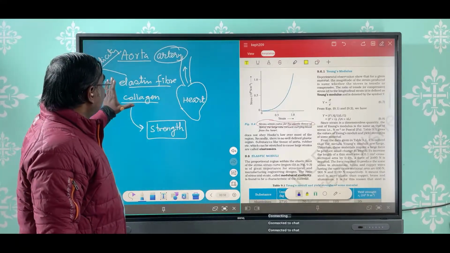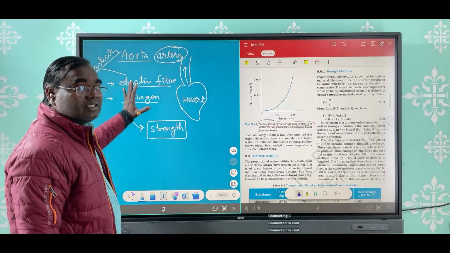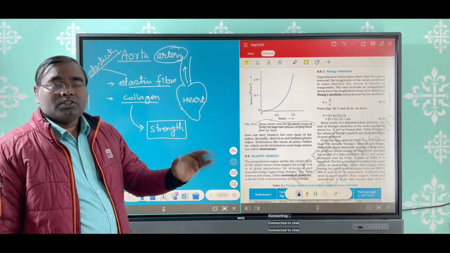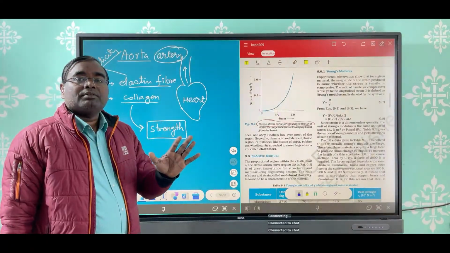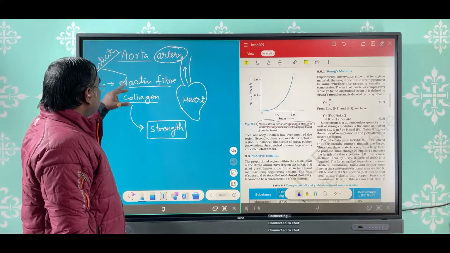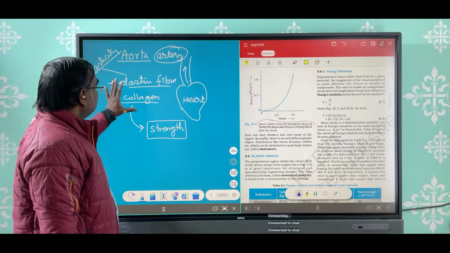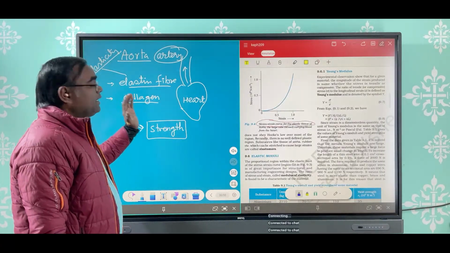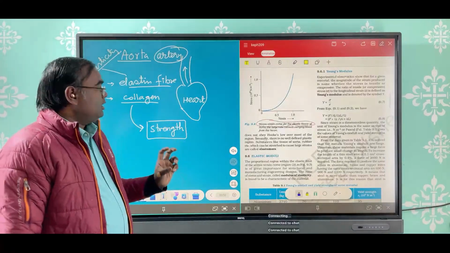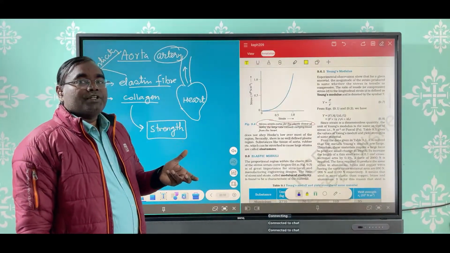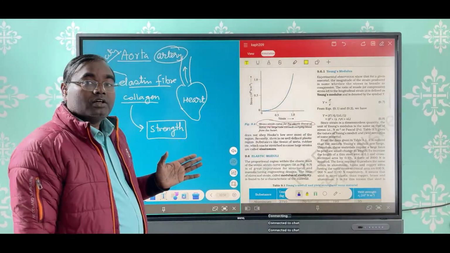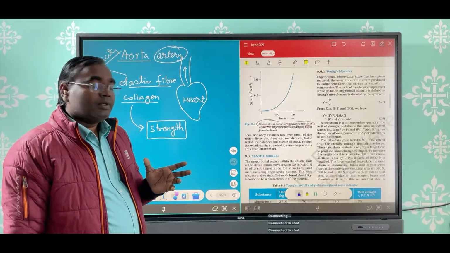And these two things, at least, there are other things also. Layer of some typical tissues, better biology. But these two combining play a great role in providing the extraordinary property to the aorta. And what is that extraordinary property?